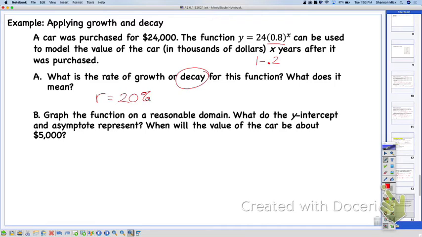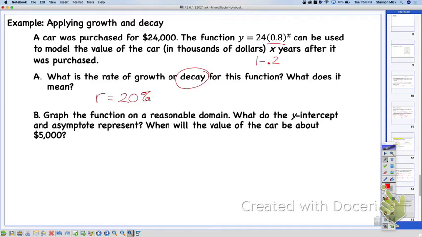Okay, so graph the function on a reasonable domain. What do the y-intercepts and the asymptotes represent? And when will the value of the car be about 5,000? Now, mathematically, you do not have the tools to solve that yet unless they happen to get the same base, and I'll show you. So it's going to be where I do some trial and error, right? Okay, we also could graph it and check it out too. What's the graph?